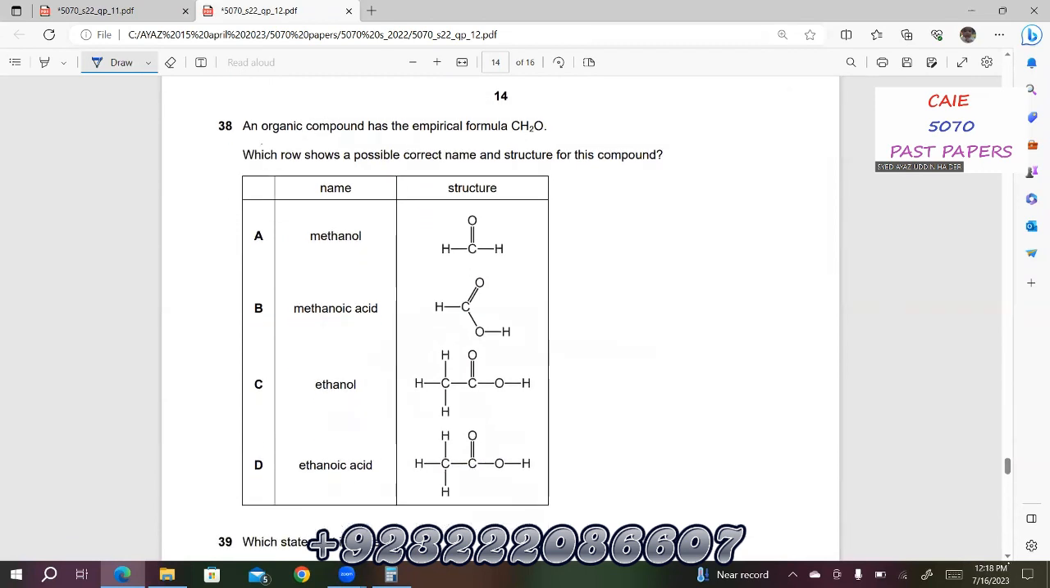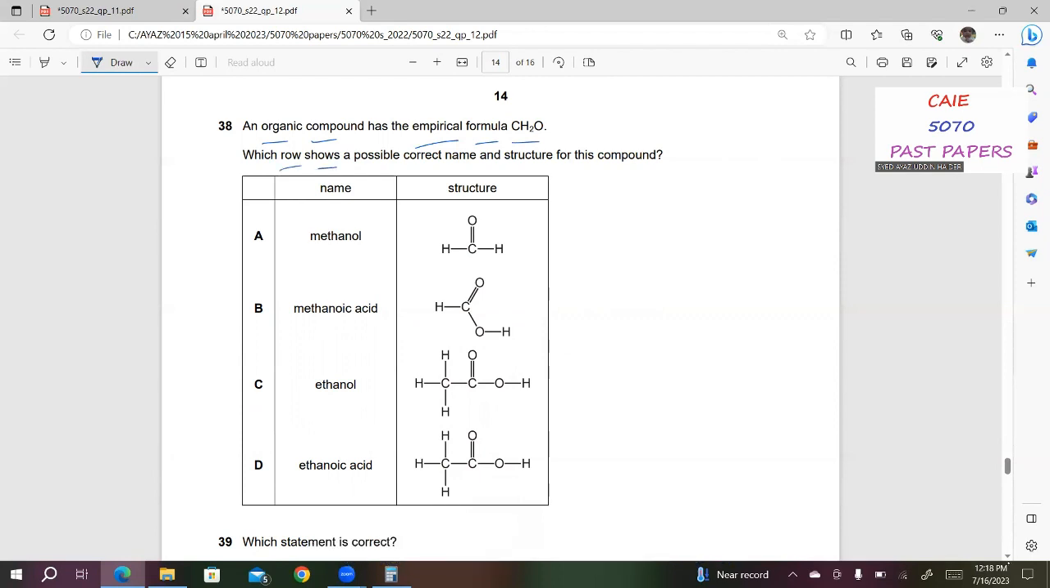38. An organic compound has an empirical formula CH2O. Which row shows a possible correct name and structure for this compound? CH2O. Methanol. The structure of methanol is wrong. So A is wrong. B, methanoic acid. Structure is correct. What about the empirical formula? Let's see the empirical formula. Is it CH2O? No, this is not CH2O. This is CH2O2. So this is also incorrect.